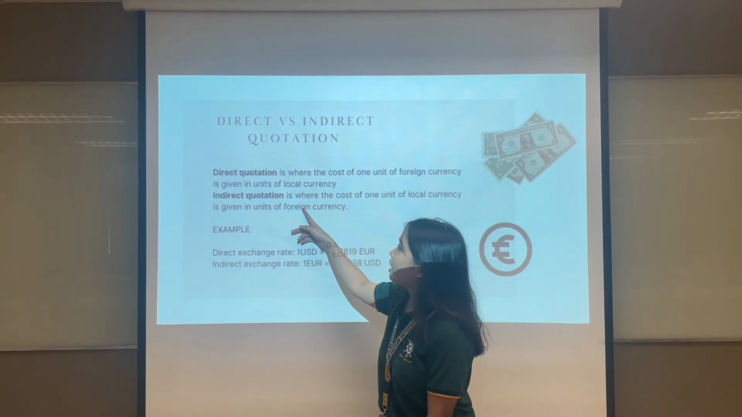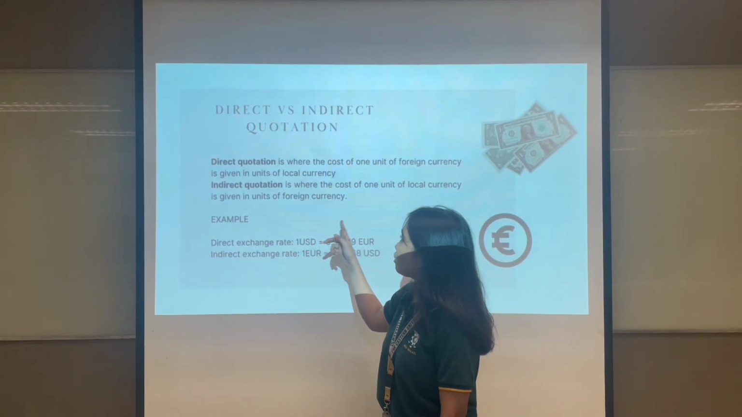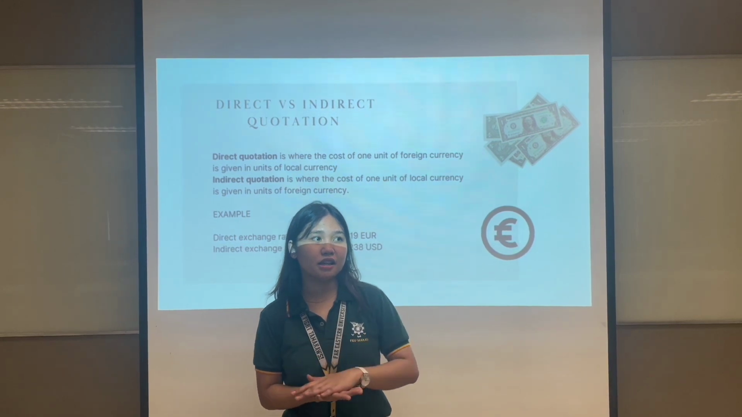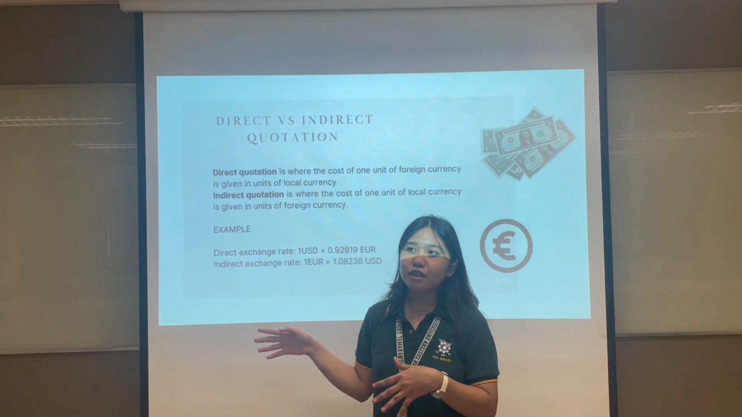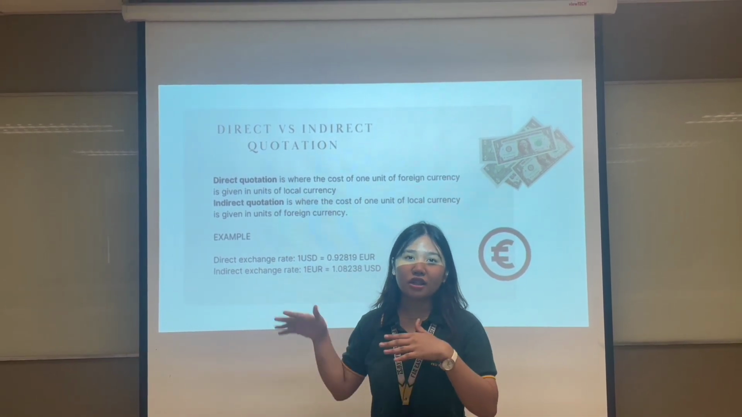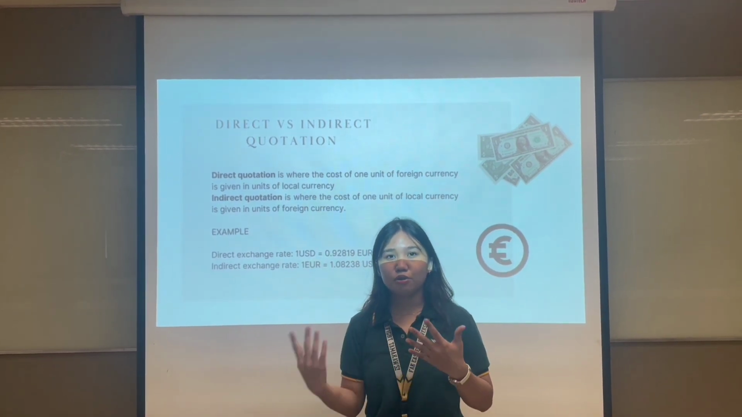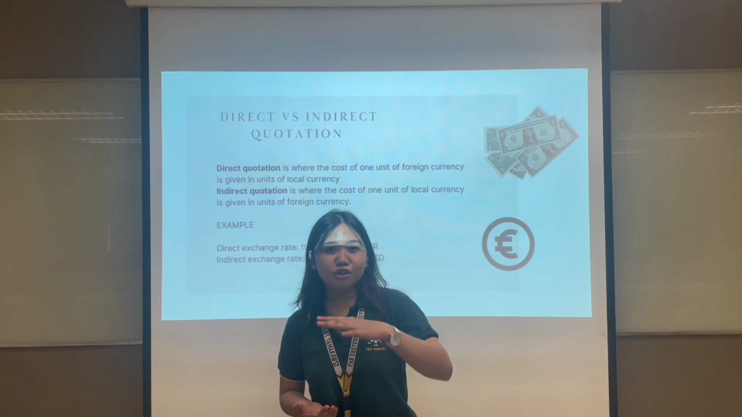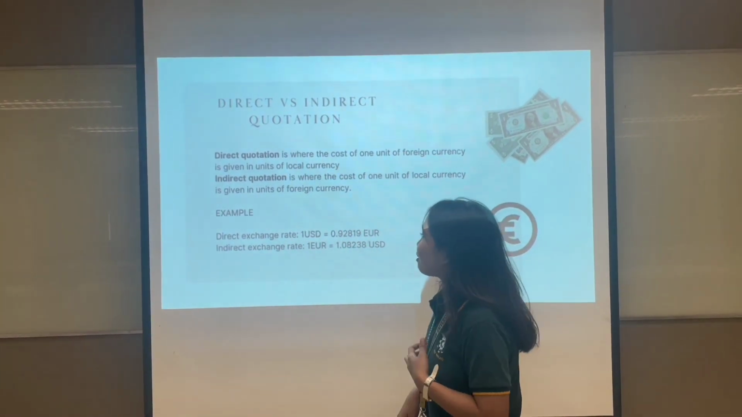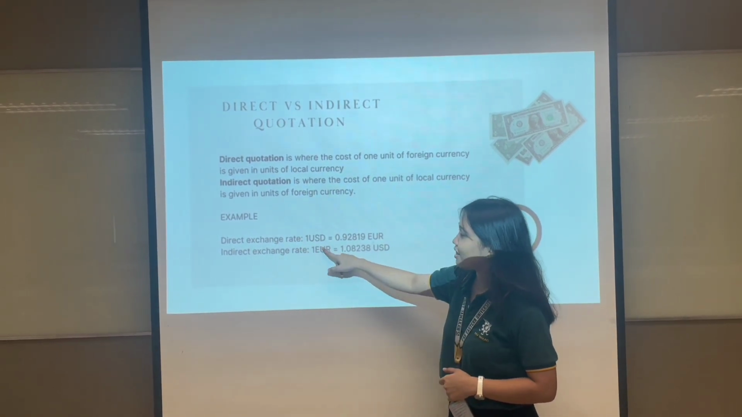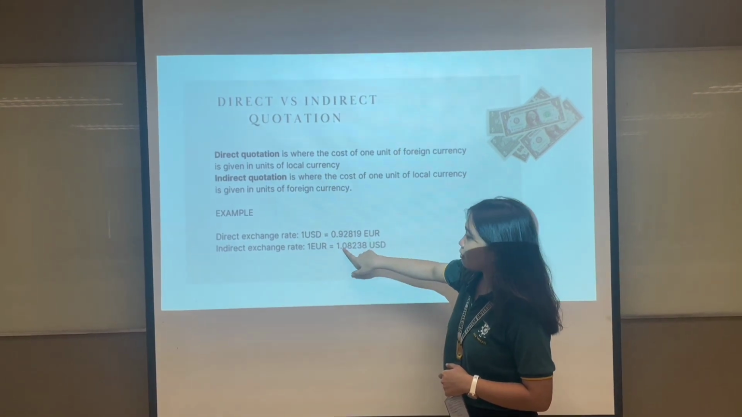So, sa indirect naman is where the cost of one unit of local currency is given in units of foreign currency. So, dito naman sa indirect is 1 peso versus dollars naman. So, para makuha yun, i-divide mo lang yung 1 dun sa current currency natin. So, 1 divided by 55.1. So, yung equal nun, ayun yung value natin dun sa dollar. So, ito rin yung example natin. $1 is equal to 1 euro. So, i-divide mo lang siya para makuha tong 1.08.